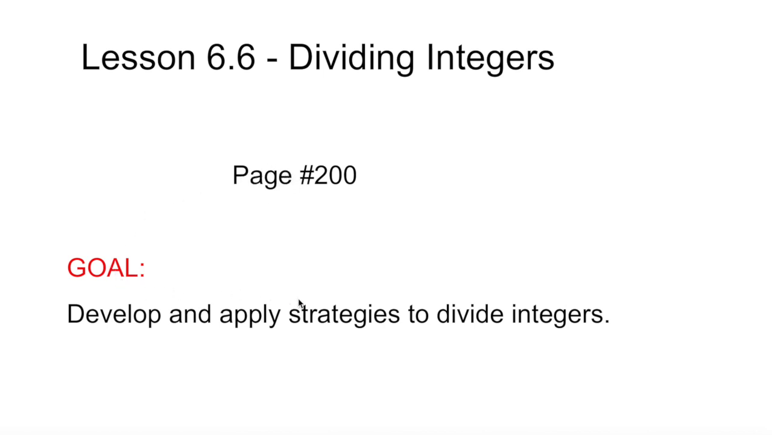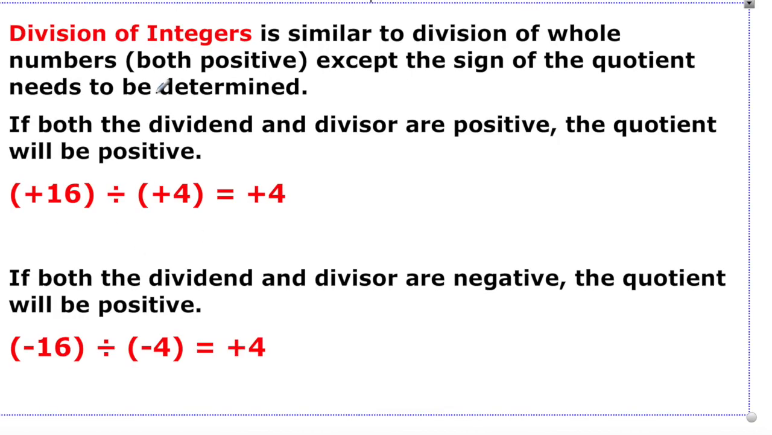Goal is to develop and apply strategies to divide integers. Okay, so let's start it off. Just like doing multiplication, division of integers is similar to division of whole numbers, both positive, except the sign of the quotient needs to be determined, which means if you're looking at the signs, how does it end up?